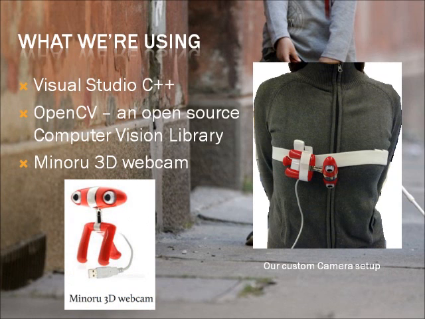In order to do this, we have used Visual Studio C++ along with OpenCV, a popular open-source computer vision library. We also used the Minoru 3D webcam, which actually consists of two separate cameras, giving us a stereoscopic view of the surroundings. On the right is a demonstration of our setup for a potential user. The Minoru is in a vertical configuration, as this allows us to more easily recognize horizontal drop-offs.